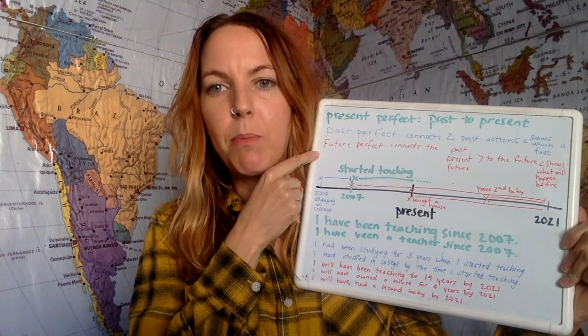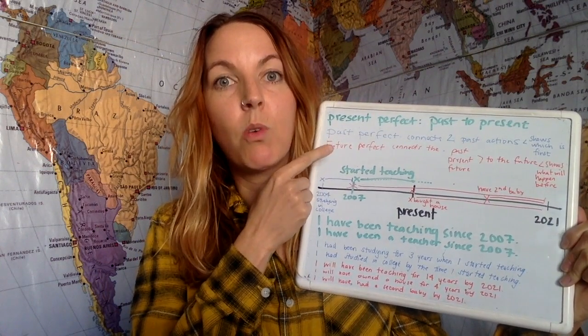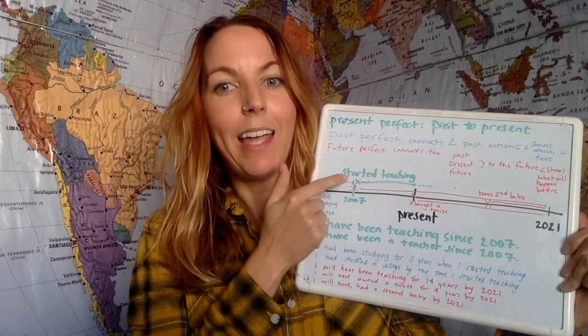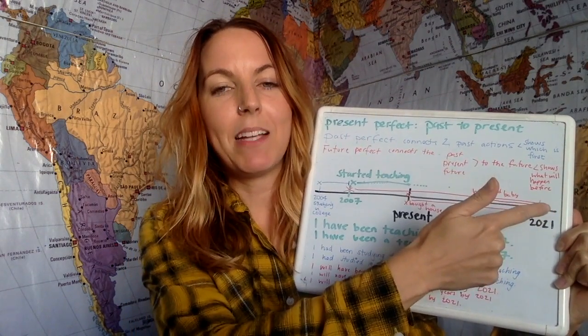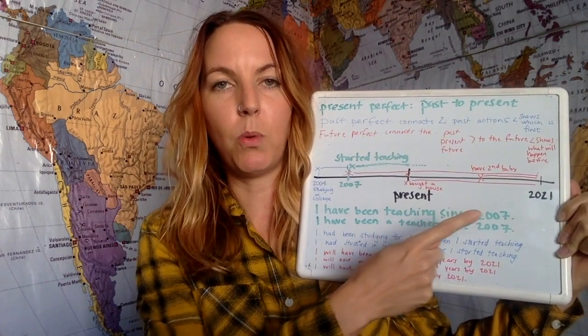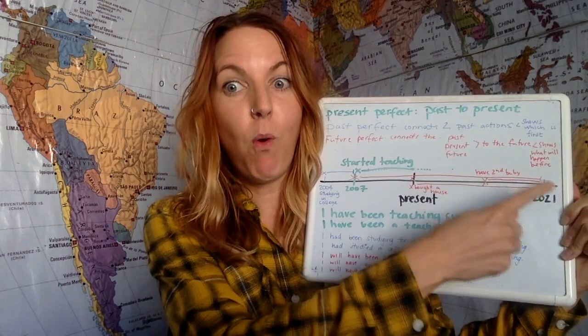Finally, we have the future perfect up here, and remember, it can connect the past, the present, or the future to a future event. And it shows which one is going to happen first before the future event. So starting with the past here, I can connect the past to the future by saying, I will have been teaching for 14 years by 2021. Because it's 2017 and I bought a house today, I will have owned the house for 4 years by 2021. Finally, we can connect the future to the future. For example, I will have had a second baby by 2021. I know I'm going to have a second baby before that time period.